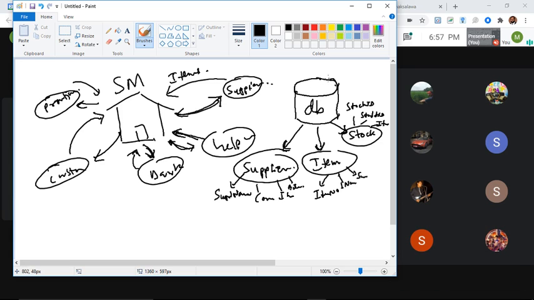Okay. So here the database is there. Inside the database, they have recorded some details about the supplier, about the item, and about the stock. In the supplier detail, they are recording all the details about the supplier: name, contact number, what kind of items they are sending, their address. So all the things are recorded in the supplier detail, in some document or electronic format.